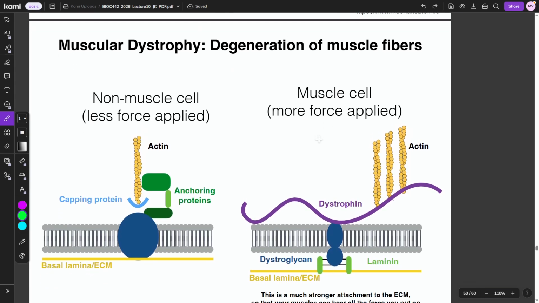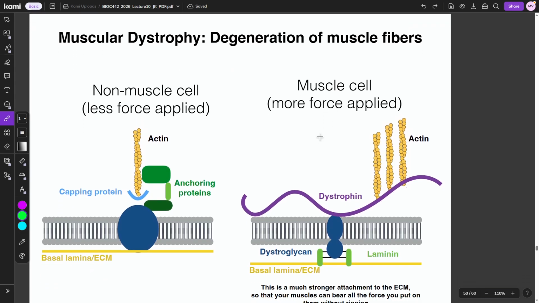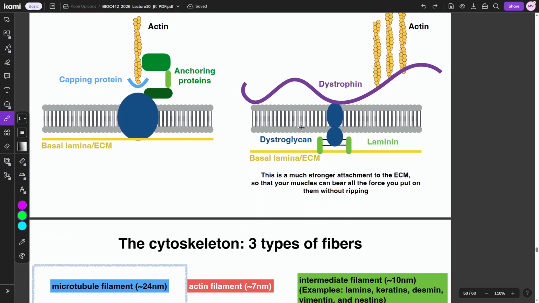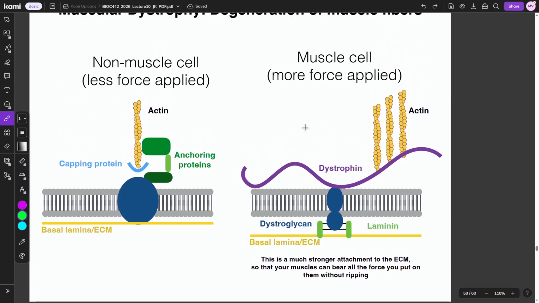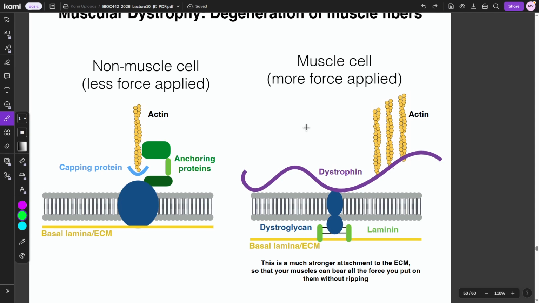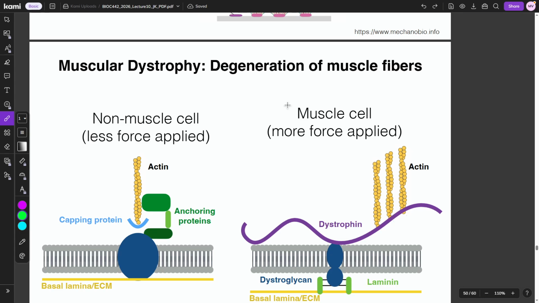Another cool example of actin in the process of doing its job is muscular dystrophy, or Duchenne's muscular dystrophy, which involves a protein called dystrophin. It's actually the largest gene in the human genome, if I'm not mistaken. It's incredibly large. So yeah, it causes degeneration of a lot of muscle fibers.